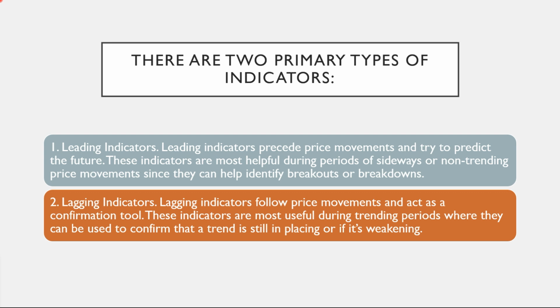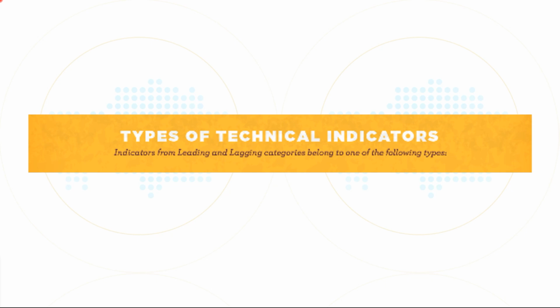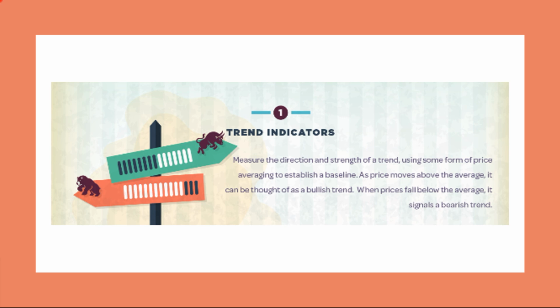So leading indicators precede price movement and try to predict the future. Lagging indicators follow price movement and act as a confirmation tool. So the first thing you have to know is which indicators are leading and which are lagging, if you're going to use them in your decision-making process.